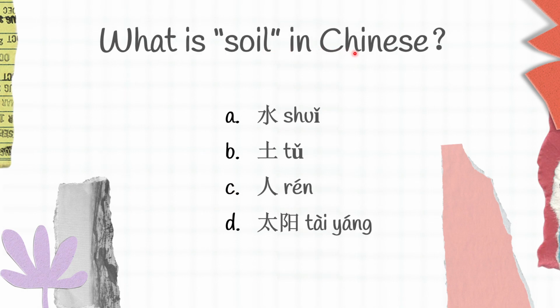The next question is, what is soil in Chinese? We have A. 水, B. 土, C. 人, and D. 太阳. So I will give you some time to think. So 水 is water, 土 is soil, 人 is people, and 太阳 is sun. Soil in Chinese is obviously B. 土.